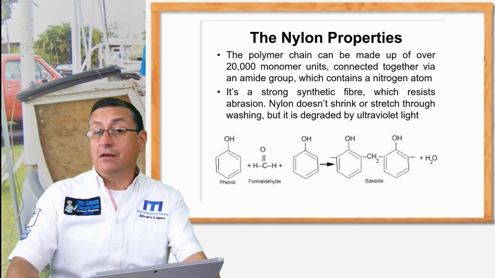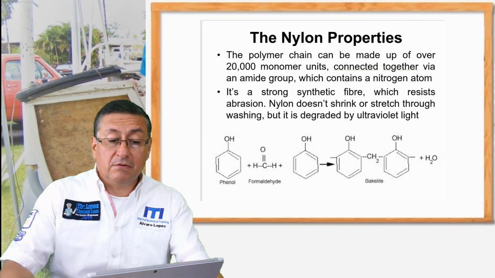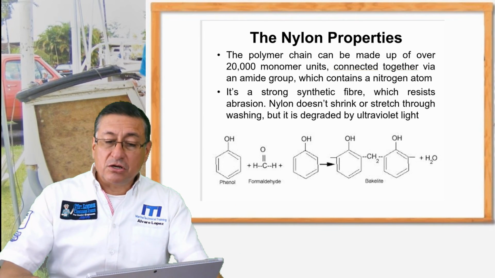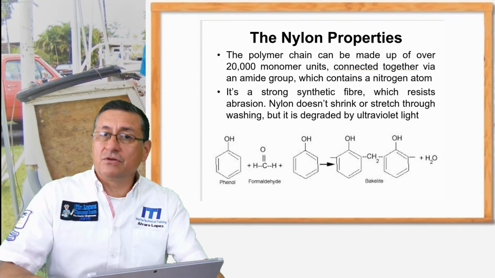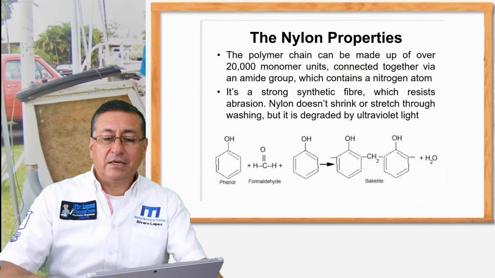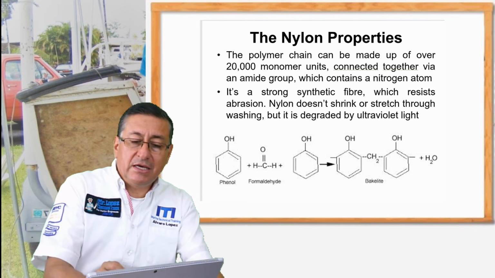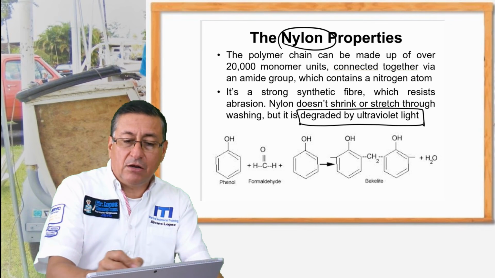Properties of nylon. Nylon is the best. The polymer chain can be made of over 20,000 monomer units connected together with amino acid groups. It's a strong fiber. It's excellent for abrasion, for friction. Nylon doesn't shrink. It is degraded by ultraviolet light. This is the inconvenience. Nylon is degraded by ultraviolet light. Be careful with that.